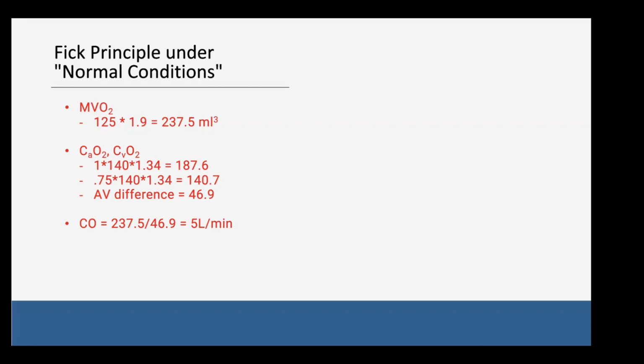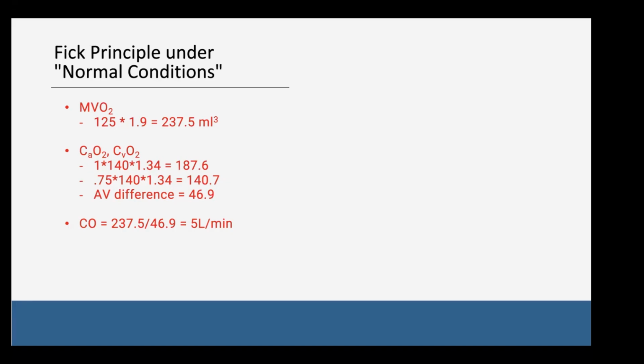And so if we take 1.9 as an average BSA, which is in a 70 kilogram male, which is clearly not the case for most of our patients, we get about 237.5 cc's. And then if we take 14 grams per deciliter, or 140 grams per liter, I should say, for our hemoglobin, and just normal values of 100% SAT and 75% venous SAT, then doing these calculations out with a constant of 1.34, we get an AV difference of about 46.9.